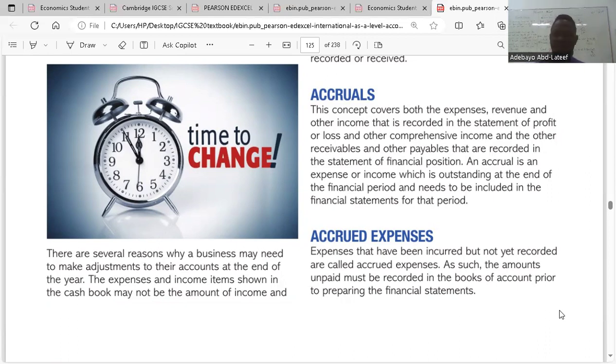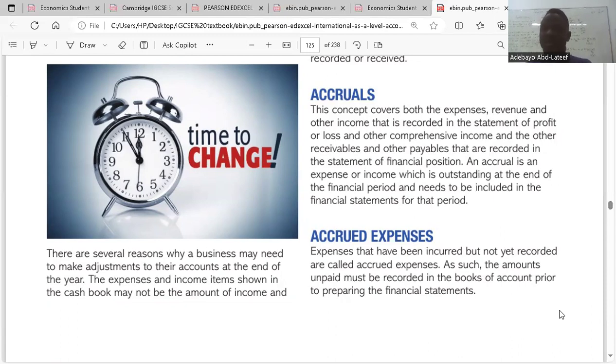So we have been rendered a service, or we've purchased some goods that we have not paid for. That is an accrued expense. If other businesses are owing us for goods we have given to them, or the service we've rendered to them, and they've not paid, we call it accrued income. So we have two accruals here: accruals on income and accruals on expenses.